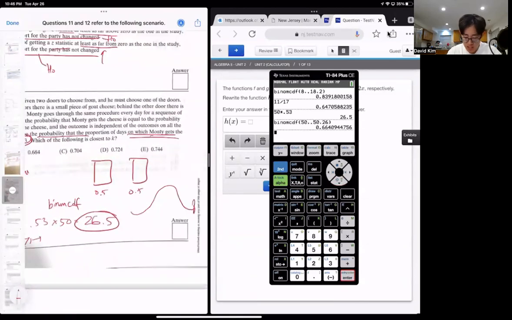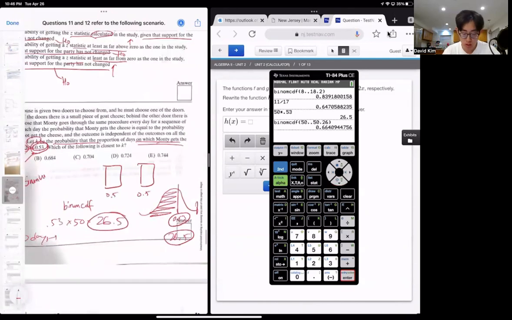0.53 is. So this is like 100% of the data. 0.53 is here. 0.53 of the 50 days, which is 26.5 days. Anything that is less than 26.5 up to that point, what's the chance of that happening? Use the CDF and get the answer right away.